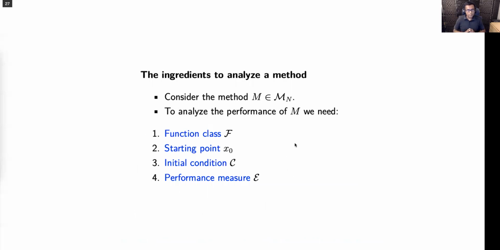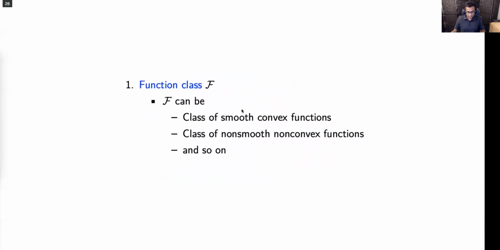Okay, so now that we have fixed what first order method class we are going to consider, the next question is how we are going to analyze the behavior of the method. So if we consider a method M in our capital MN, to analyze this performance, we will need 4 things: the function class F, starting point x0, some initial condition C, and a performance measure E. What is the function class F? So F, the capital F, which denotes the function class, it defines what are the properties of the function. So F can be a class of smooth convex functions, a class of non-smooth non-convex functions, and so on.